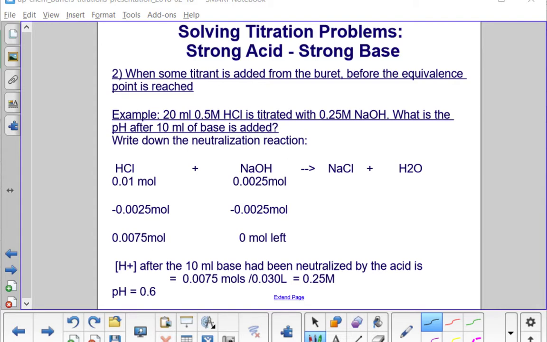Okay, so we have to write down first our neutralization reaction. So what's happening? HCl plus NaOH is making NaCl and water. And we have before the neutralization, during the neutralization, and after. So we've seen this before, but again, all of these amounts are in moles. So let's just make sure we know where this comes from. So to get that 0.01 moles, I have to use my starting amounts of HCl. So 0.5 molar, that's moles per liter, times 0.02 liters gives me 0.01 moles. Okay, that's where that 0.01 moles of HCl comes from.